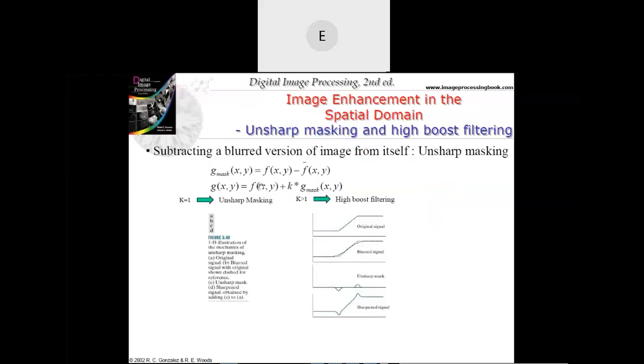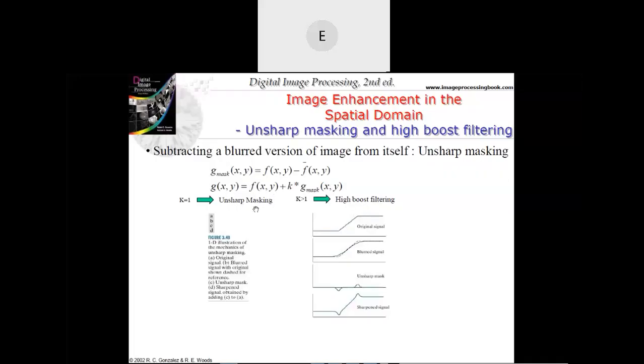We are doing a slightly different thing here. You subtract the blurred version of the image from the original. Then we call that unsharp masking. I repeat, the blurred version should be subtracted from the original. Instead of just doing that, suppose I scale this value and add it to the original, then we call it high boost filtering.